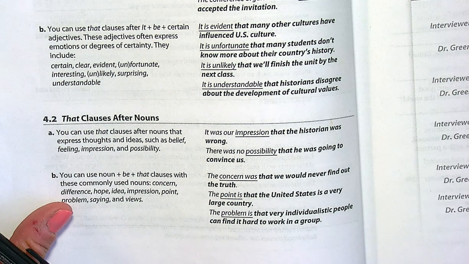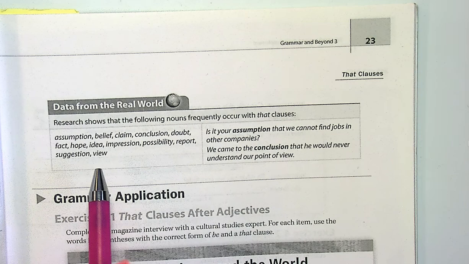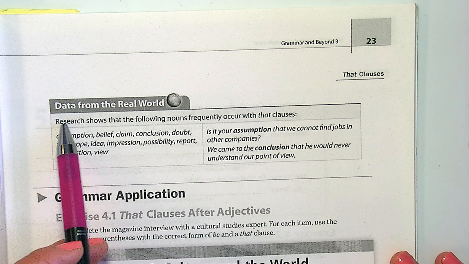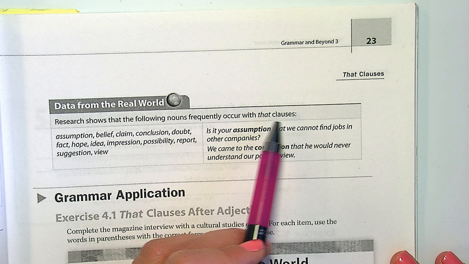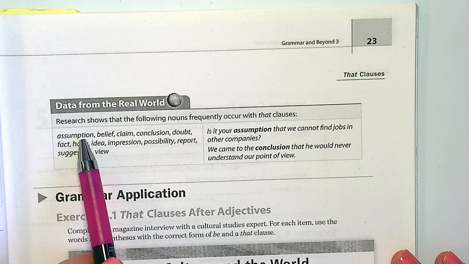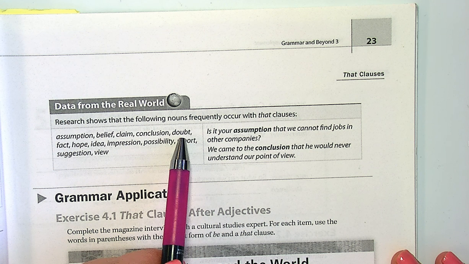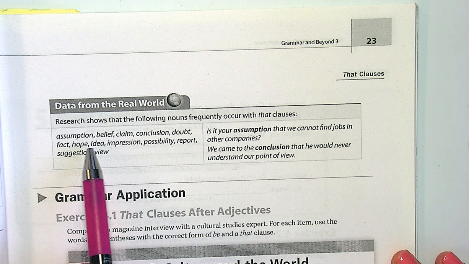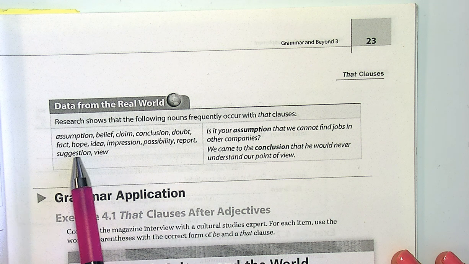If we move on to the next page, we can see this data from the Real World box. It says research shows that the following nouns frequently occur with that clauses: assumption, belief, claim, conclusion, doubt, fact, hope, idea, impression, possibility, report, suggestion, and view.